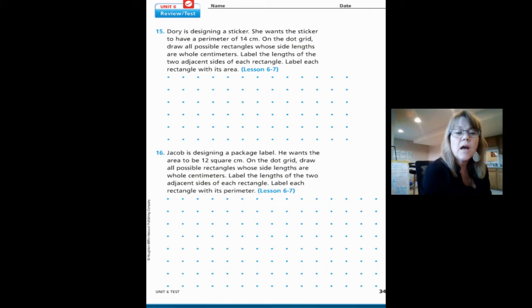Hint. Jacob is designing a package label. He wants the area to be 12 square centimeters. On the dot grid paper, draw all possible rectangles whose side lengths are whole centimeters. Label the lengths of the 2 adjacent sides of each rectangle. Label each rectangle with its perimeter. So how can I get 12 square centimeters? Think of all the numbers that multiplied together make 12.